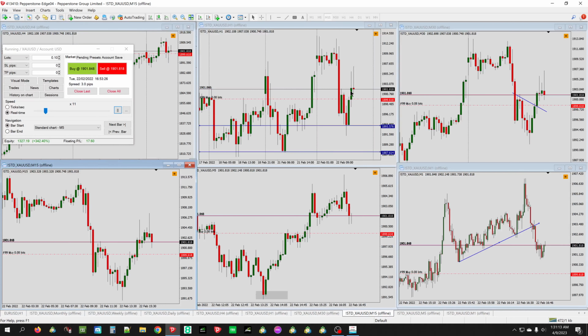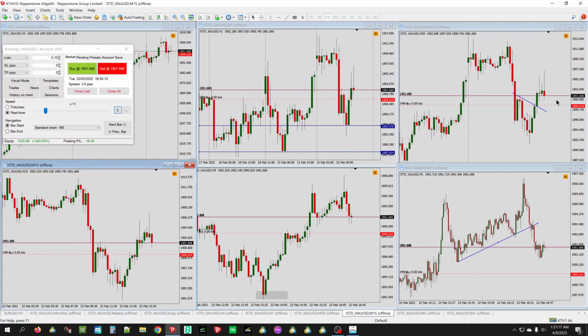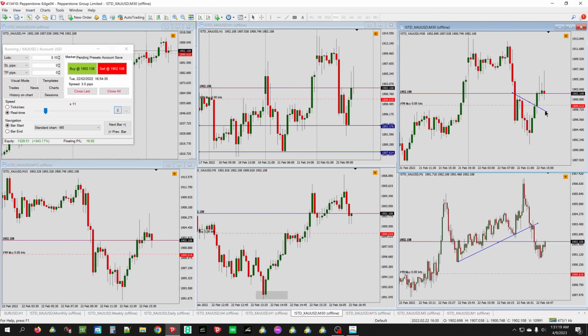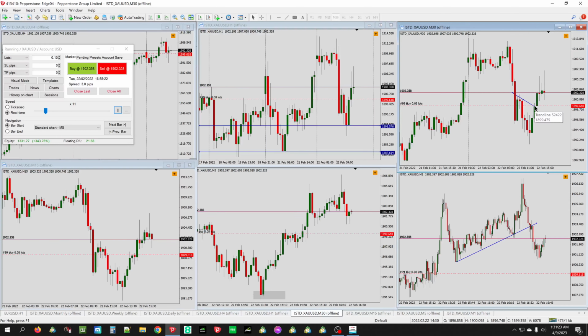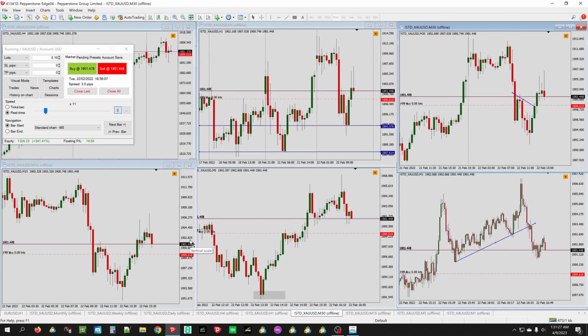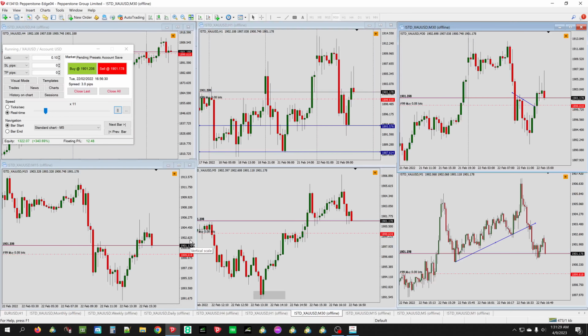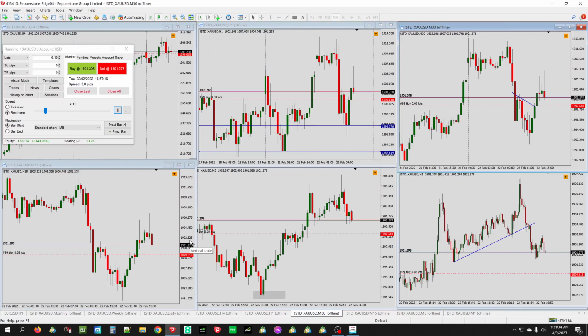The H1 candle is now turning bearish. The M30 candle has also turned bearish, and I am waiting for these to close now. Alright, we are about to close in a few minutes, need to wait for a few more minutes.